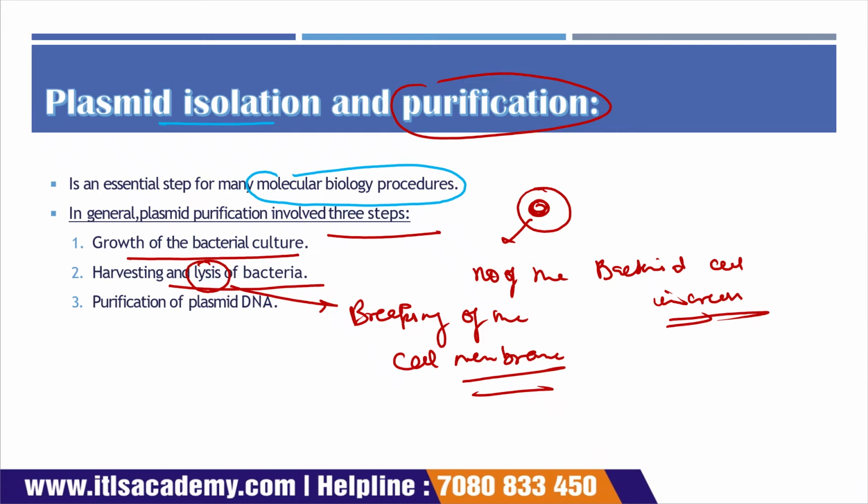Then the third step is a purification of the plasmid DNA. When we break that cell membrane of the host cell, then what we have to do is purify that plasmid DNA.